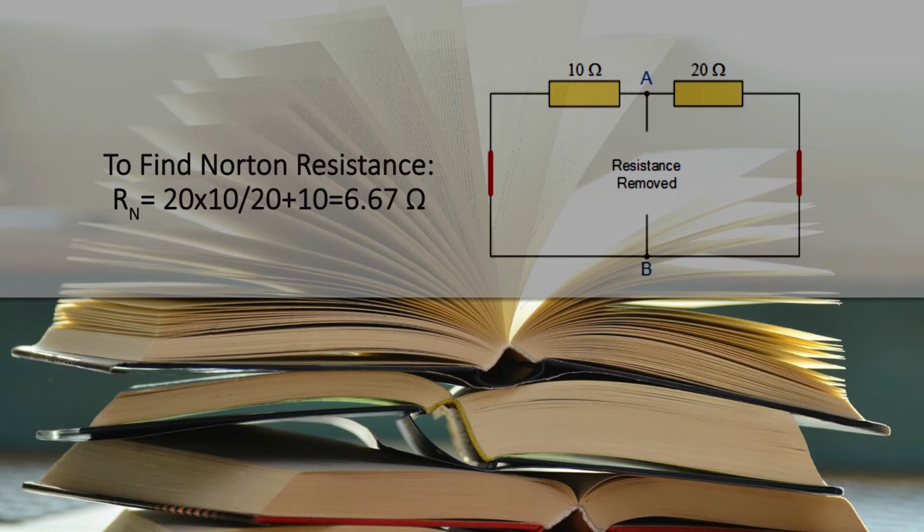So here you can see, when these two voltage sources are short circuited, the 10 ohm resistance and 20 ohm resistance are in parallel. What will be the equivalent resistance, or the Norton resistance? This is a parallel combination of 10 ohm and 20 ohm, so it can be calculated as Rn equal to 20 into 10 upon 20 plus 10. The value of this Norton resistance comes to 6.67 ohm.